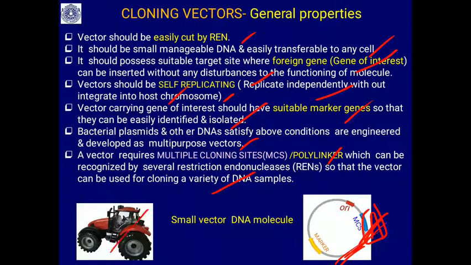So this is a tractor. With the attachments it can do so many functions. It's for transporting, it's for plowing, it's for watering, so many purposes, even for strike also it can be used. Similarly you can see the vector DNA molecule should have a multi-purpose value.